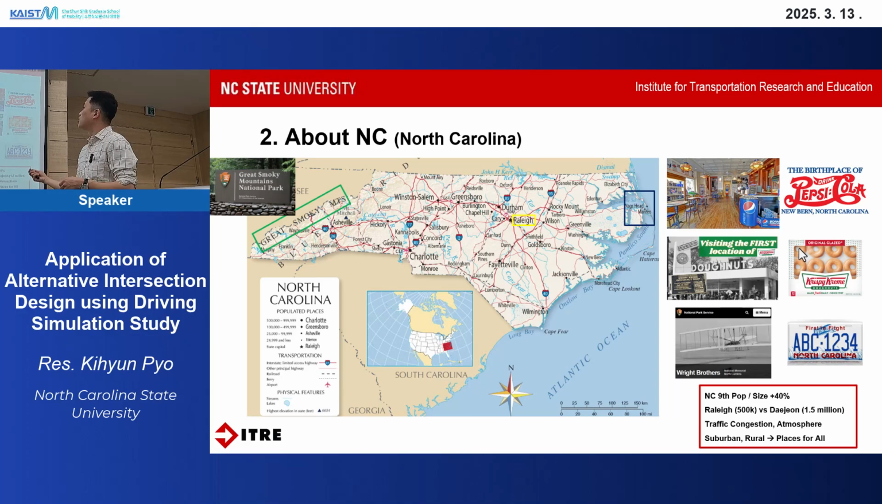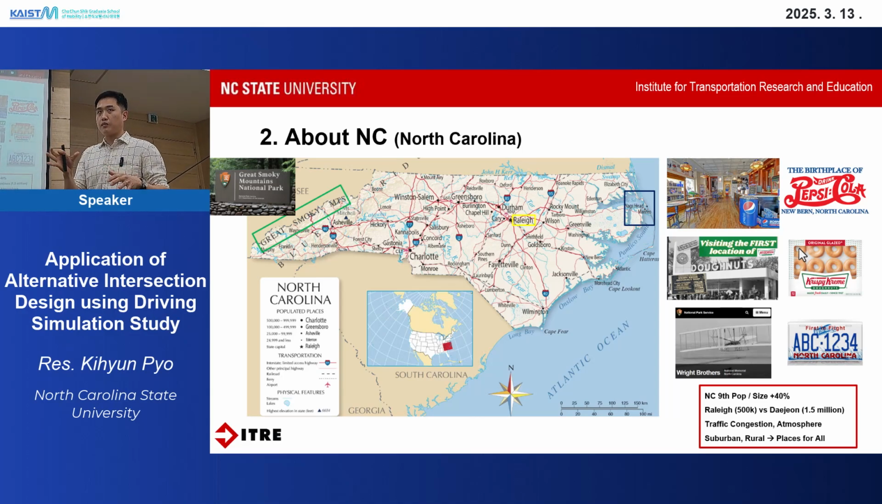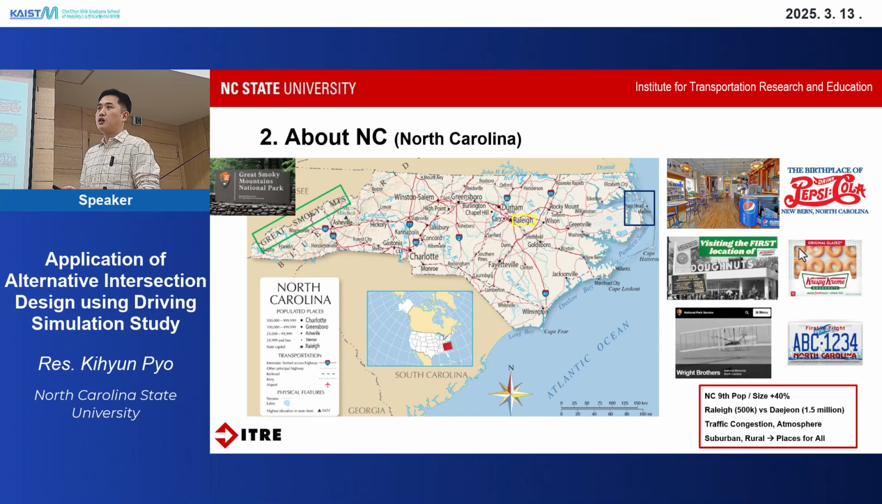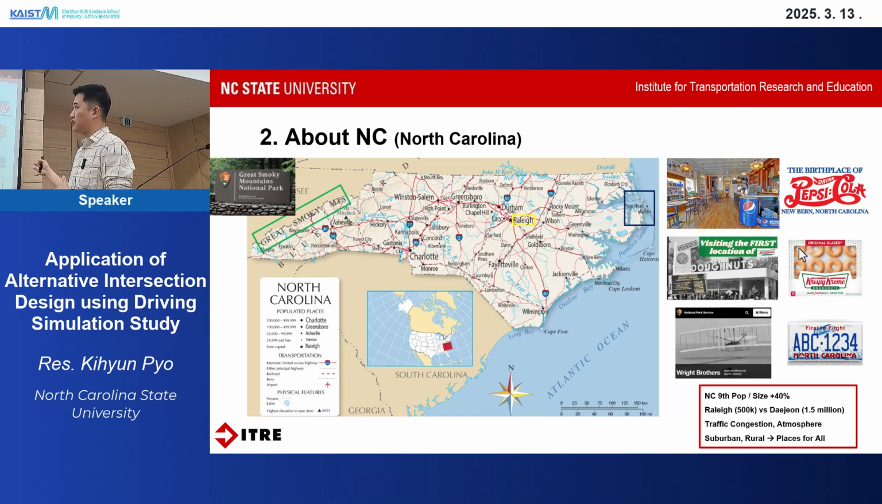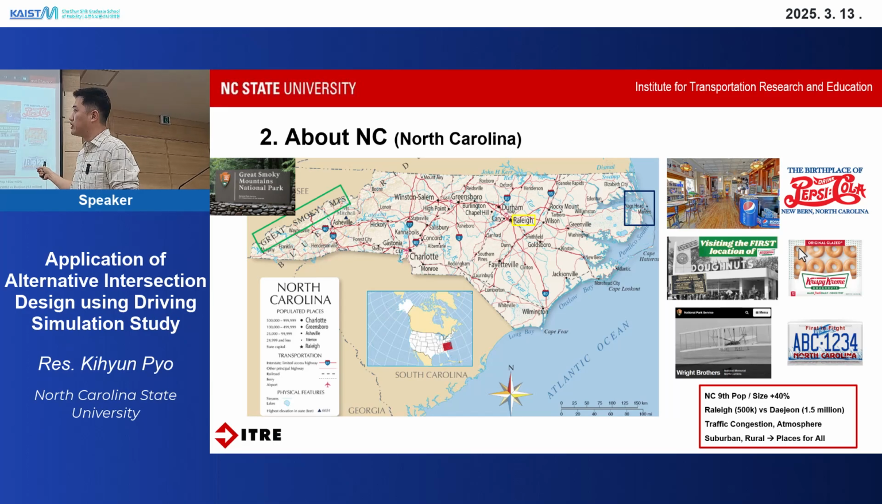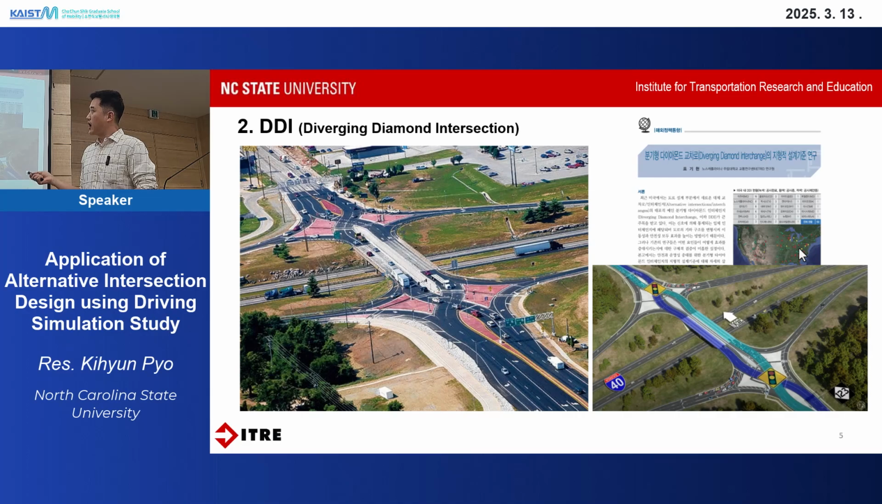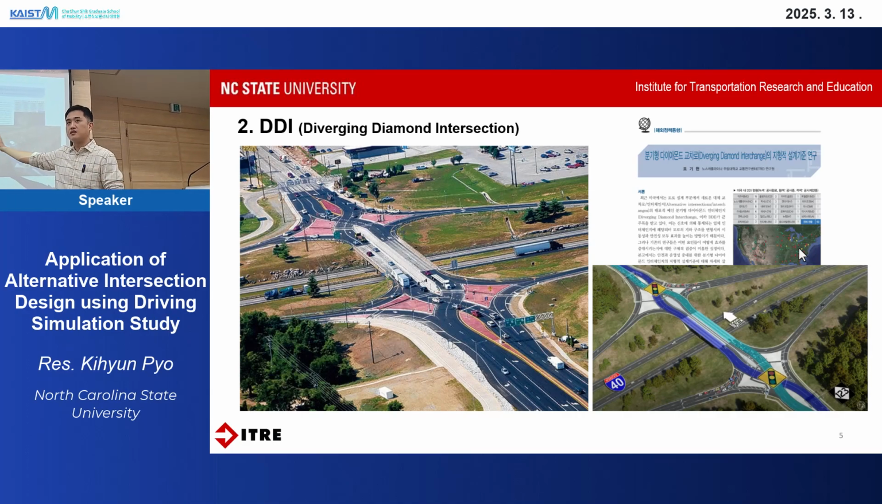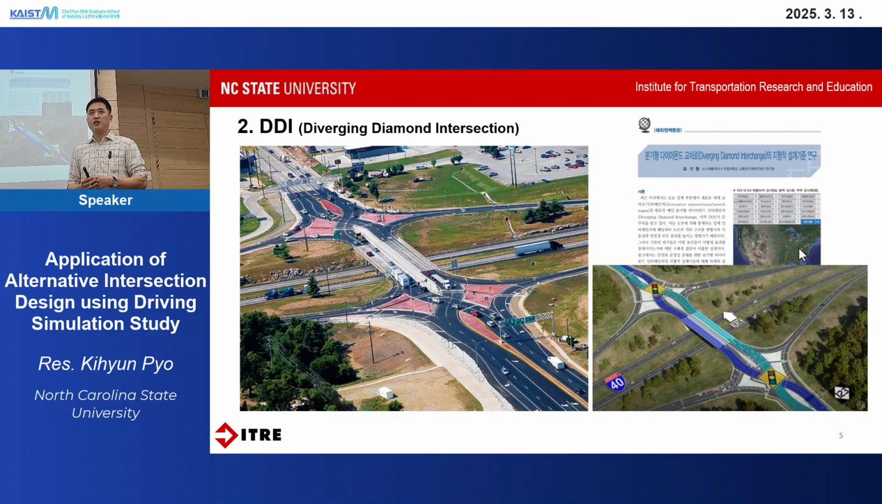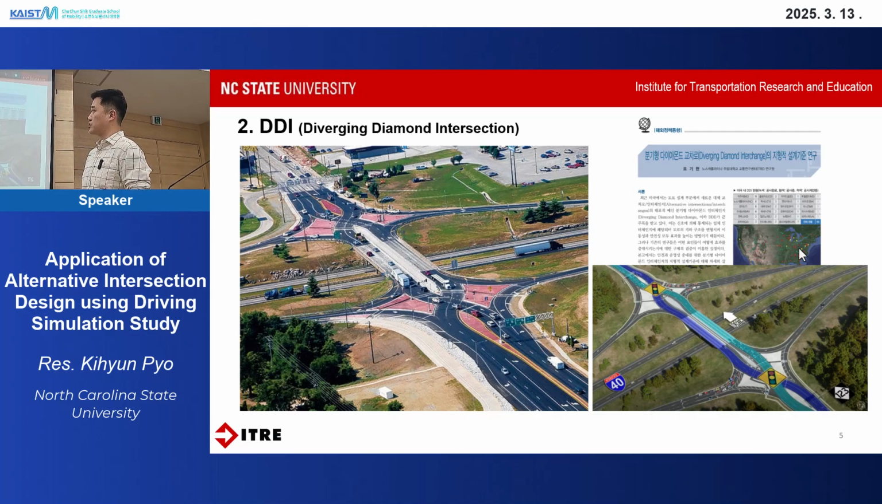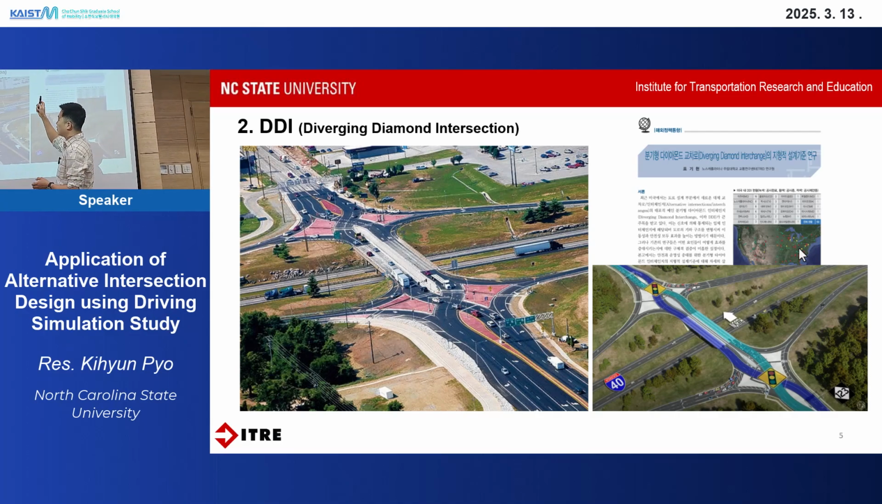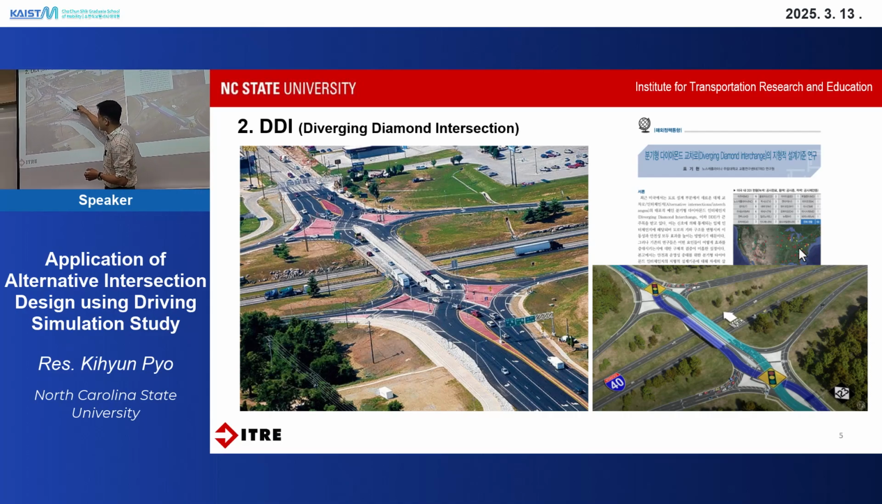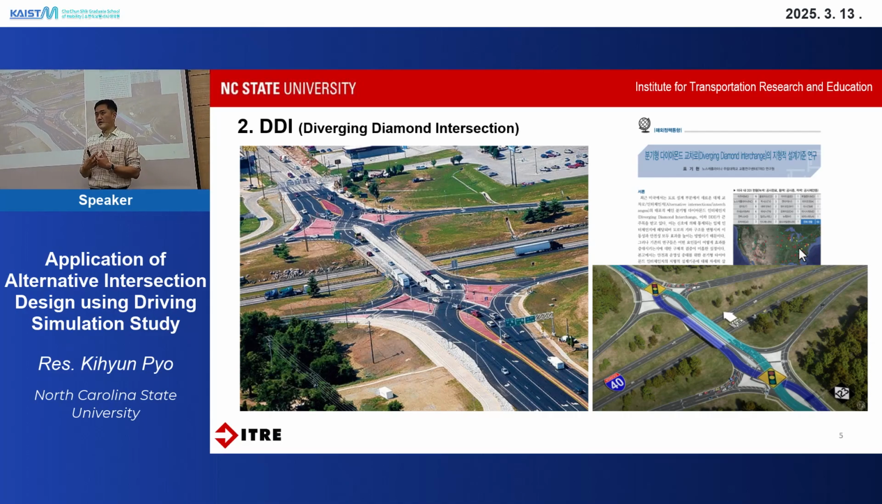So I'm going to show you several types of alternative intersection. In order to understand well, I think knowing this background is better. So DDI, have you ever seen an interchange like this? No? It means diverging diamond intersection. As you can see here, in some sections the traffic is reversed, right?